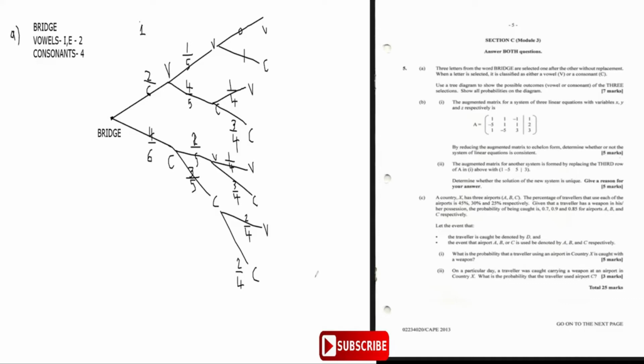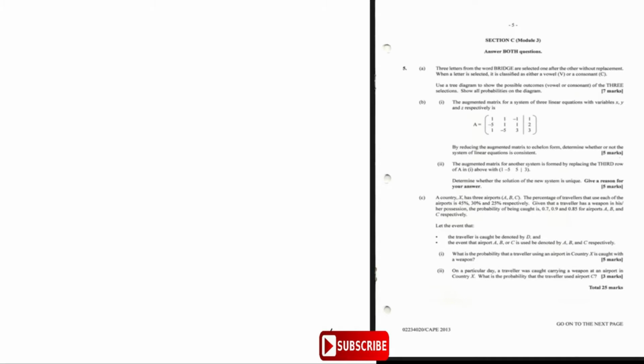Now we go to part B. Part B says the augmented matrix is given by A. By reducing the augmented matrix to echelon form, determine whether or not the system of linear equations is consistent. So let's determine if the system is consistent. They give us this augmented matrix.